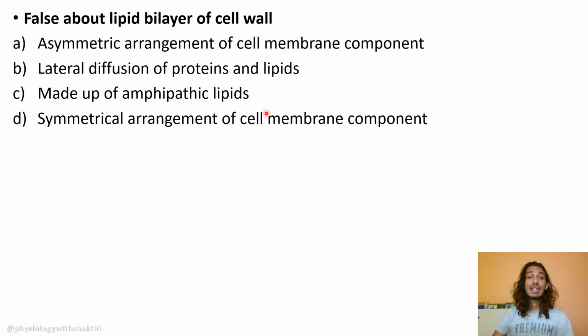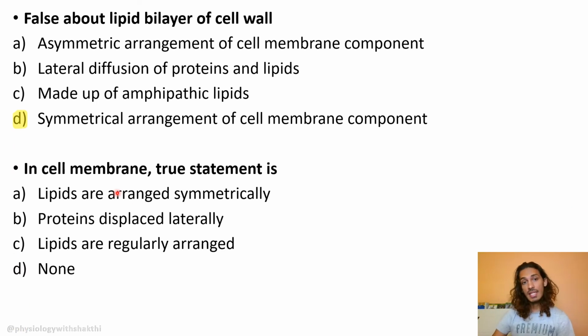False about the lipid bilayer. Is it asymmetric? Yes, there is asymmetry. Lateral diffusion of protein and lipid, and not ions. Made up of amphipathic molecules? Yes, phospholipids are amphipathic, one terminal is hydrophilic, the other hydrophobic. Symmetrical arrangement of cell membrane components is a false statement because it's not symmetric, it's asymmetric. In the cell membrane, the true statement is that lipids are arranged symmetrically, proteins displayed laterally, lipids regularly arranged. Again it's the same concept: proteins get displaced laterally.